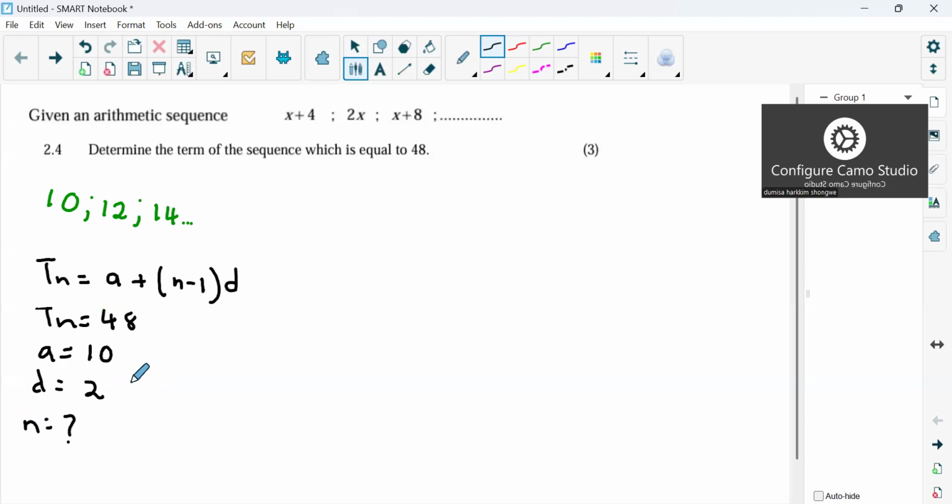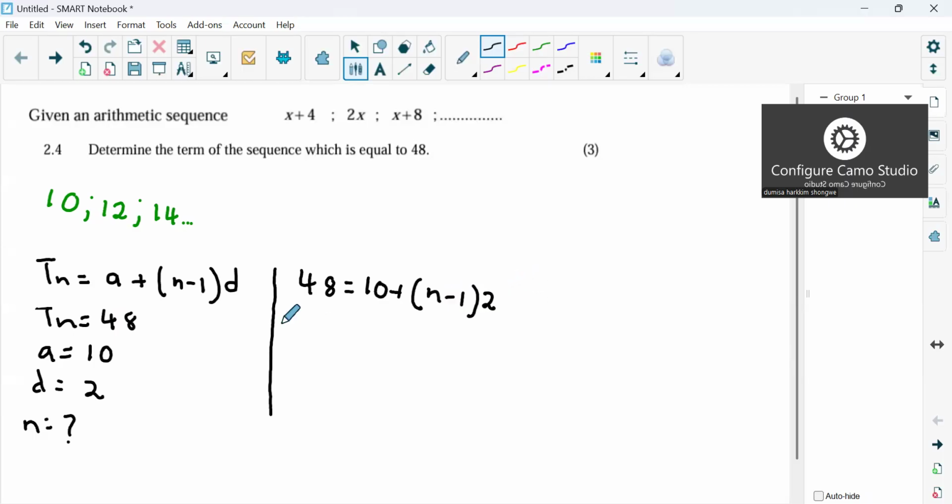Then from there, we're going to substitute in our formula. So we have 48 is equal to the first term. Remember, what did we say our a was? We said our a is equal to 10. So 48 is equal to 10 plus, then we open our bracket. Now n we don't know, so I'm simply going to write n minus 1, close bracket, multiplied by 2, which is our d.